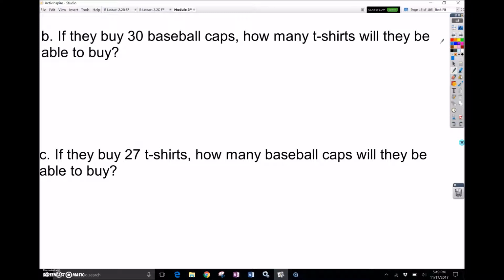So it says if they buy 30 baseball caps, how many t-shirts will they be able to buy? So on all these, we're going to look at our equation of 5x plus 9y is equal to 450. And it's saying we're going to buy 30 baseball caps. And remember, the variable that represents baseball caps is going to be y. So this equation looks like 5x plus 9 times 30 is equal to 450. So I'm going to have 5x plus 270 is equal to 450.